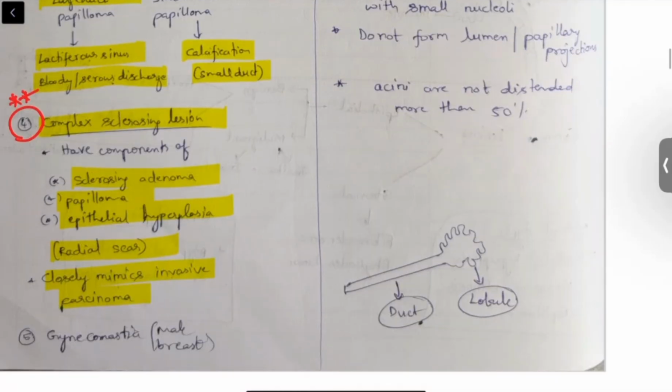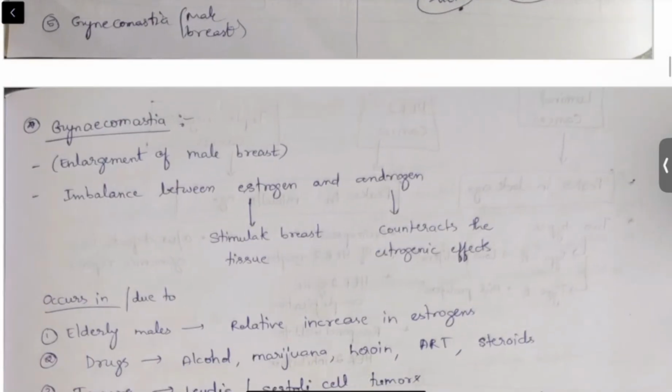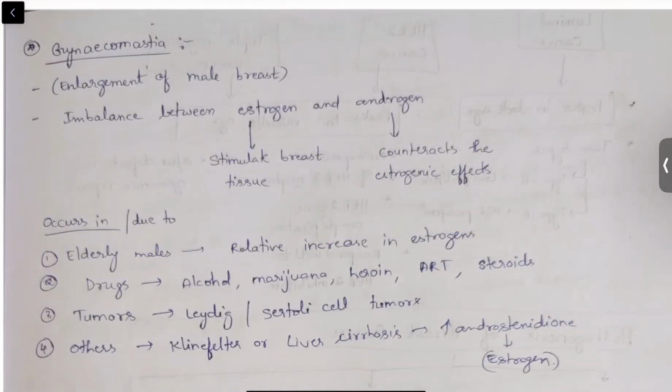And the fifth condition, that is benign proliferative breast disease in case of males. This is the only condition where males can develop into invasive carcinoma, that is gynecomastia. This is a condition where males have enlarged breast. Why does this happen in males? Because of imbalance between the estrogen and androgen. In males, androgen should be more and estrogen should be less.